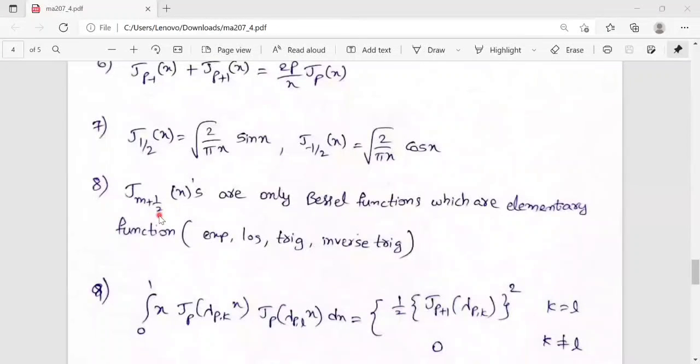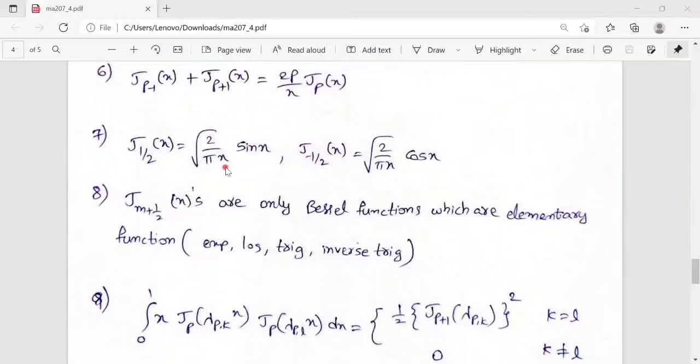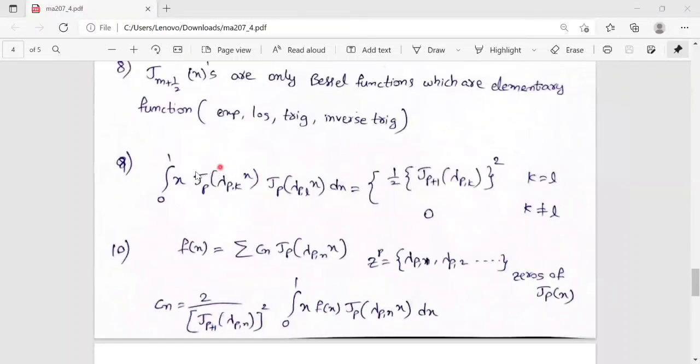We can find J at z plus 1 by 2, meaning for any integer we can find the values of the Bessel function. These are the only Bessel functions which are elementary functions. What is meant by elementary function is that they are built from exponential, log, trigonometric functions and inverse trigonometric functions. For example, this is an elementary function. And we have another identity.